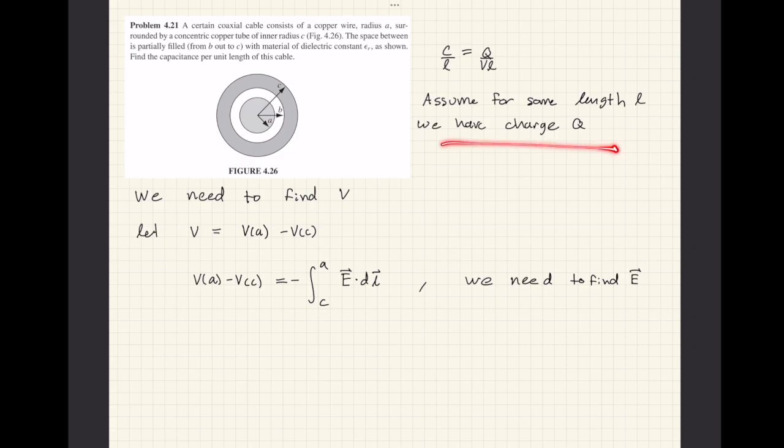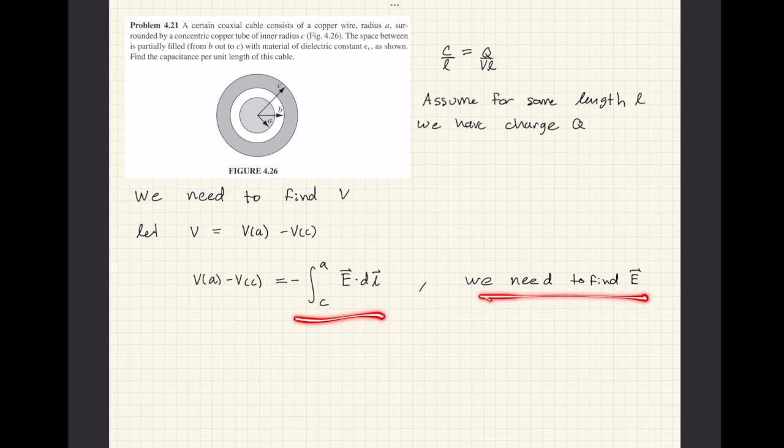So with that out of the way, we need to find the electric potential difference between our capacitor plates, which I am calling V. And in this case, it's just the potential at A minus the potential at C. So the potential difference is the path integral of minus E dot dl. But before we can calculate this integral, we need to find what E is.